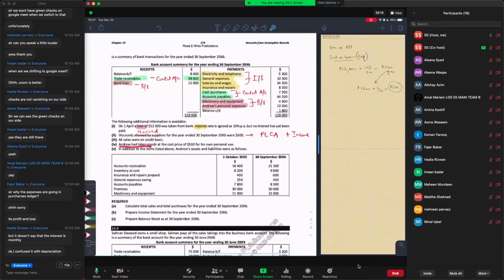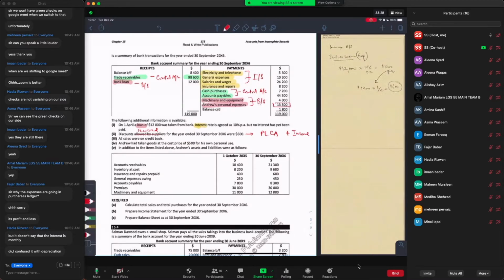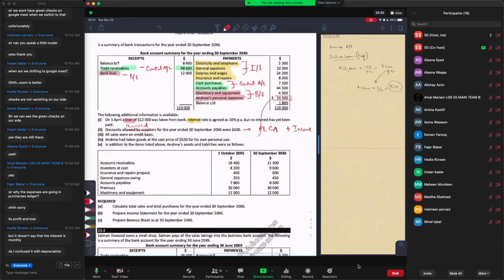Andrew had taken goods at the cost of $500 for his personal use. So that is your drawings. So you can connect now. You have one drawings given here in the bank account. These are your cash drawings. And then there are some additional stock drawings here. These are your stock drawings. So how do we treat stock drawings? These stock drawings are going to go to the cost of goods sold section, and we are going to subtract it from there. The stock drawings $500 are not just going to be this $500, okay.